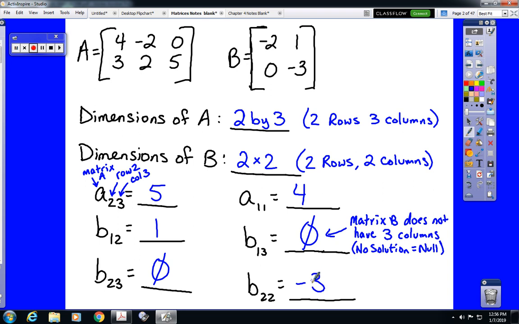That is all you need to know for your first homework assignment. That is how to give the dimensions, always go row by column, and how to state an element. The lowercase letter will tell you what matrix, the row number, and the column number.